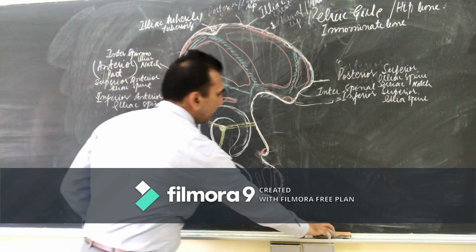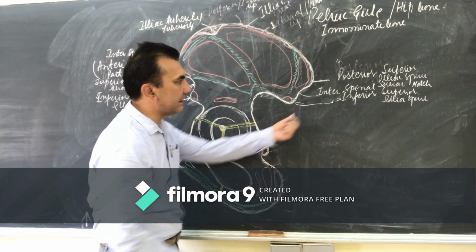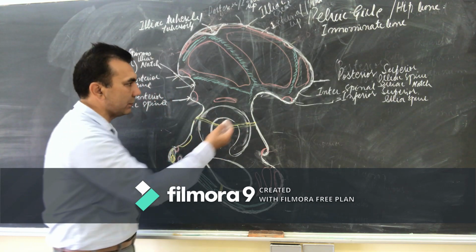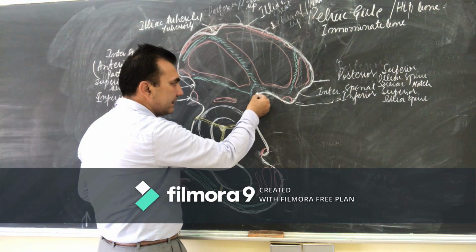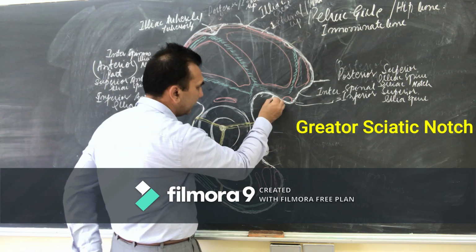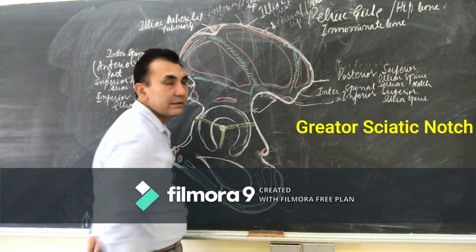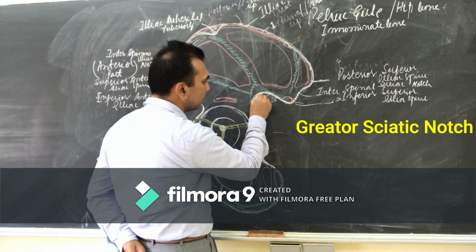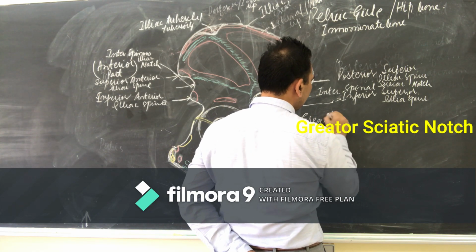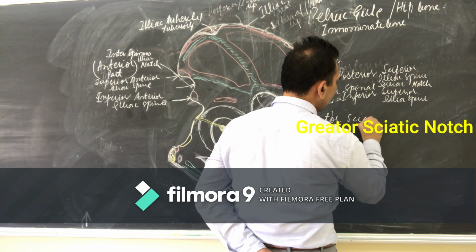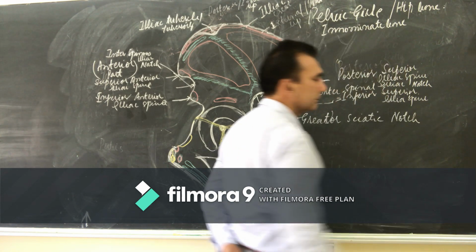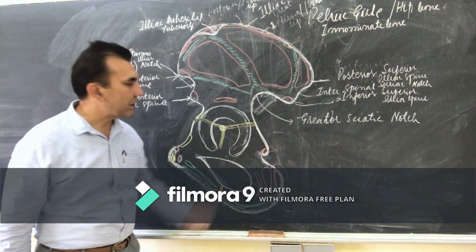Now, just below the inferior iliac spine, on the posterior border, there is a large notch over here, and this notch is called the greater sciatic notch. This is called the greater sciatic notch.